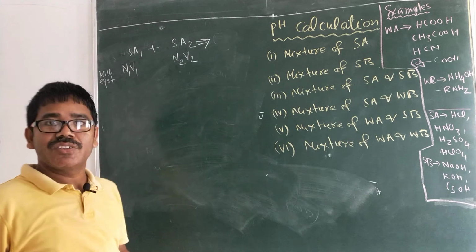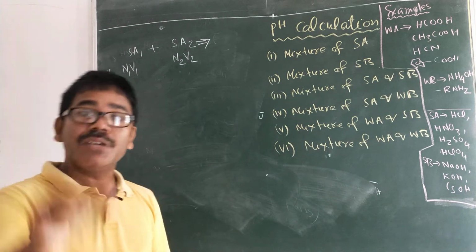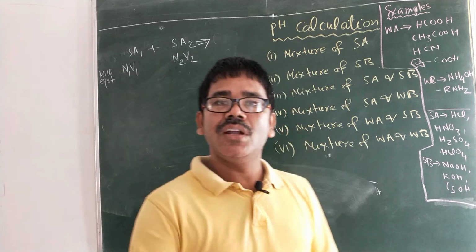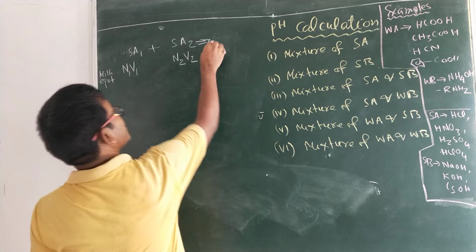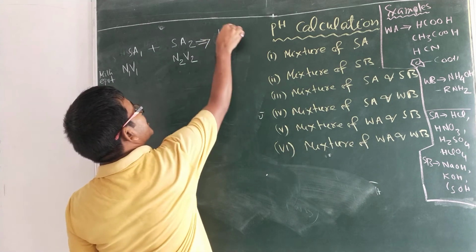Two acids are mixed and both the acids are strong acid. Obviously the mixture will be acidic. Acidic means it will have H plus ions. Am I right? Yes, it will have H plus ions. The mixture will be acidic. It will have the H plus ion concentration.